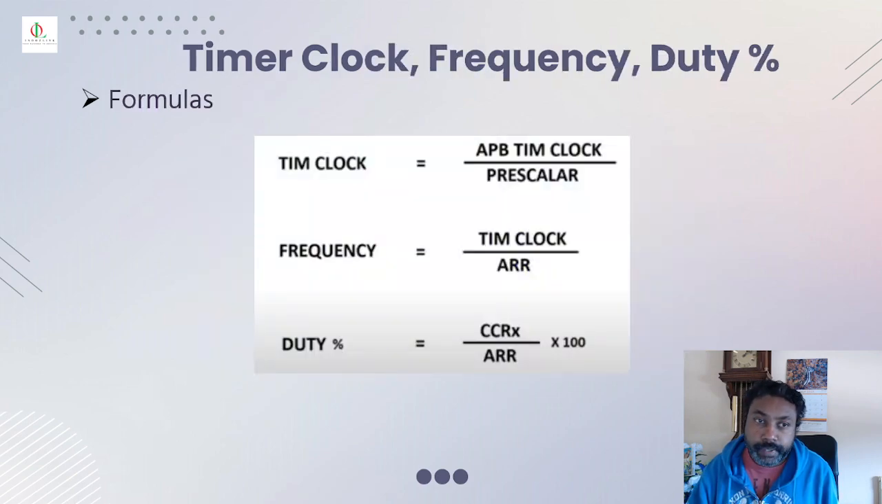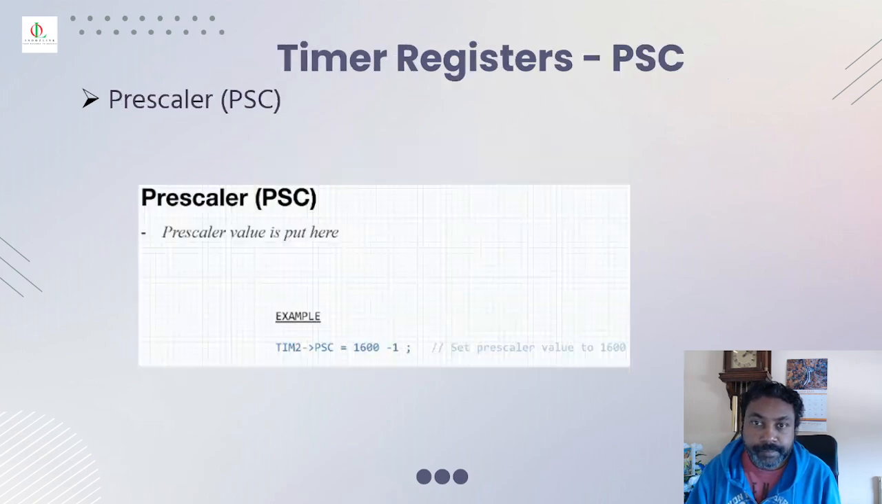And also further, if you want to know about the timer clock, this can be calculated by these formulas. The timer clock is the advanced peripheral bus timer clock divided by the prescaler value, and the frequency can be calculated by the timer clock divided by the auto reload register. And the duty percentage can be calculated by the capture compare register divided by the auto reload register times 100. You get the duty percentage that way.